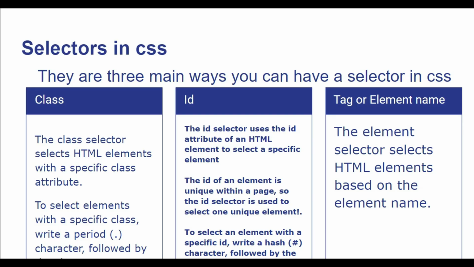So, selectors in CSS. There are three main ways you can have a selector in CSS. We have the class, ID, or tag name. Now the first one we're talking about is tag. Selector by tag or element name. The element selector selects an HTML element based on the element name. Remember, in HTML we have different tag names: the p tag, the h1, h2, h3, h4, h5 or h6, right?